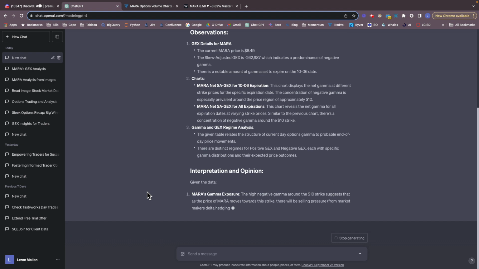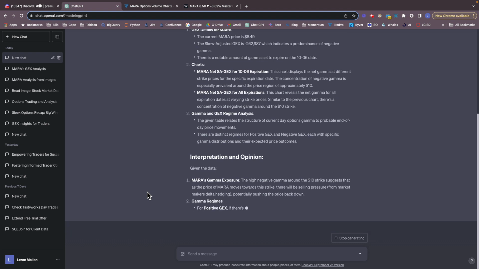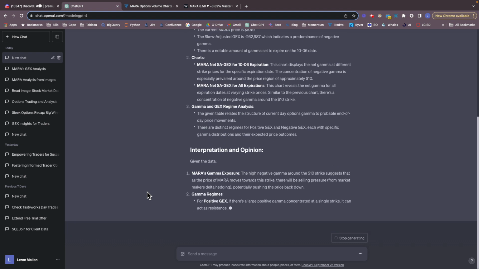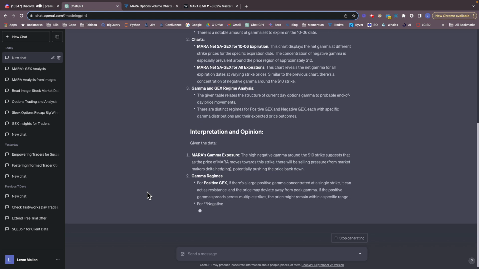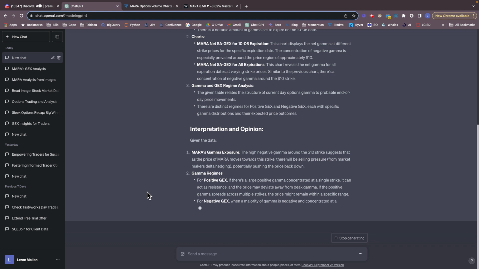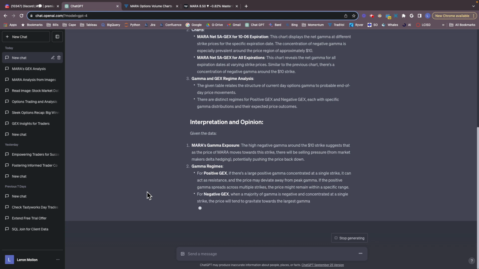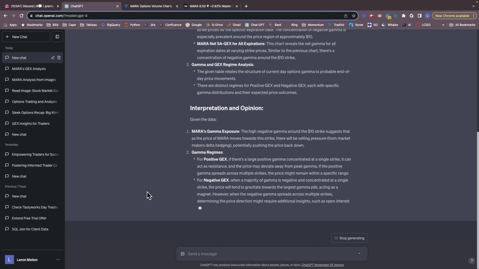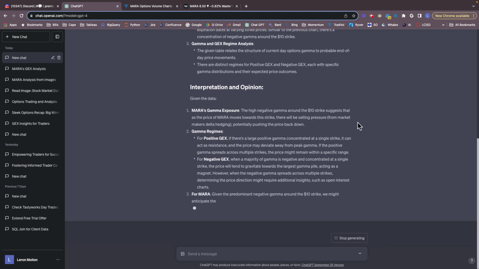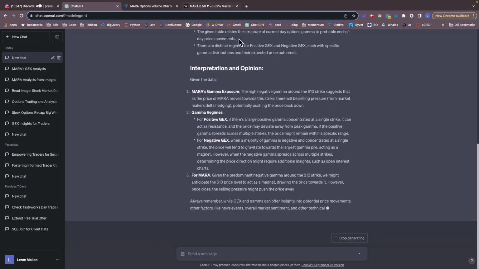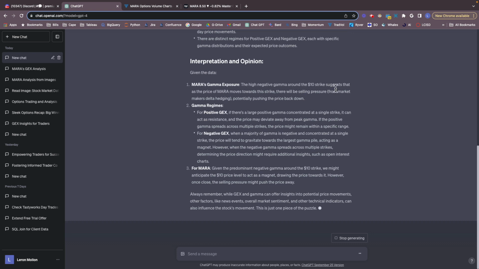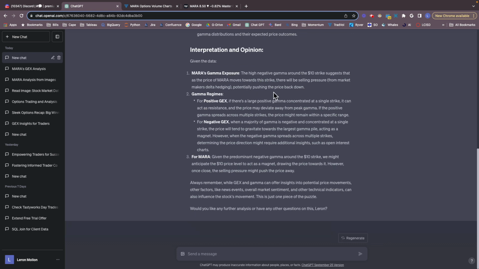So as you see right here, here we go. The interpretation: the high negative gamma around $10 strikes. As the price moves towards a strike, there'll be selling pressure from the market. So that's why for me, when I'm trading Mara, my game plan for tomorrow is if it hits $10, probably get out and maybe just get a weekly put just to see how it plays out. But I definitely think with Bitcoin running, Mara could gap, and I'm probably going to exit the call and buy the put and just write it down and see how this plays out. But this definitely looks like a really good game plan.